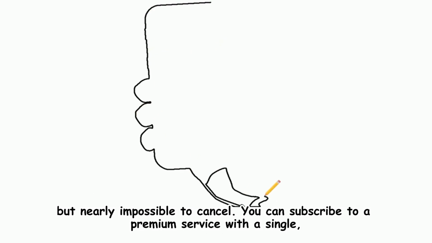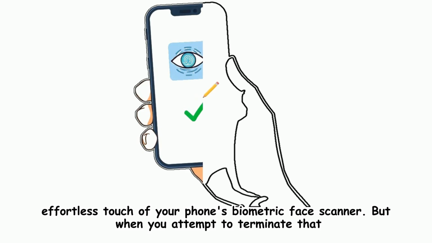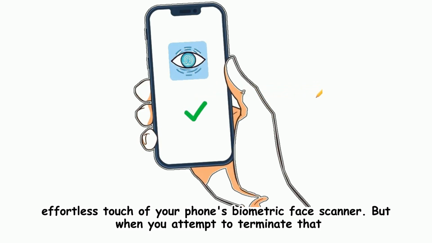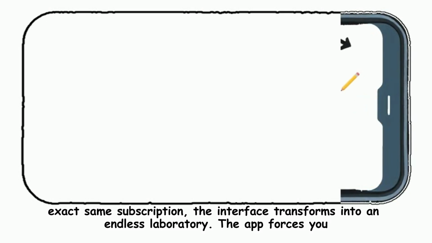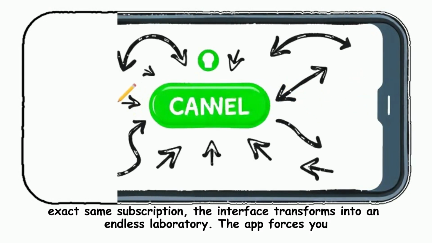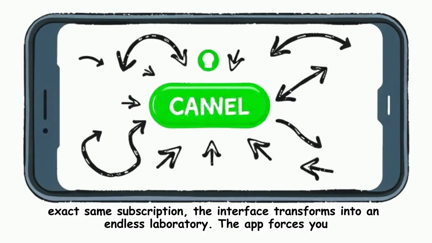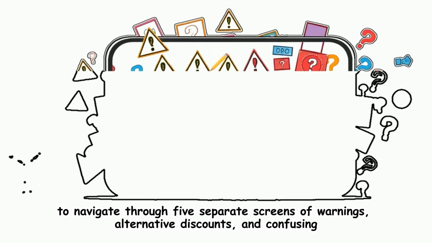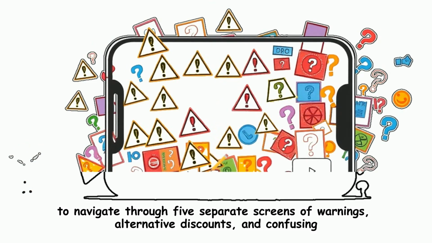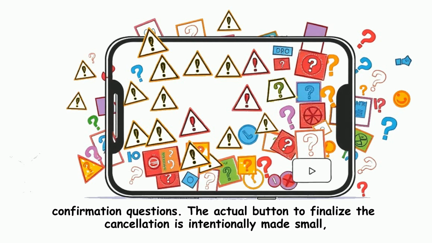You can subscribe to a premium service with a single, effortless touch of your phone's biometric face scanner. But when you attempt to terminate that exact same subscription, the interface transforms into an endless labyrinth. The app forces you to navigate through 5 separate screens of warnings, alternative discounts, and confusing confirmation questions.